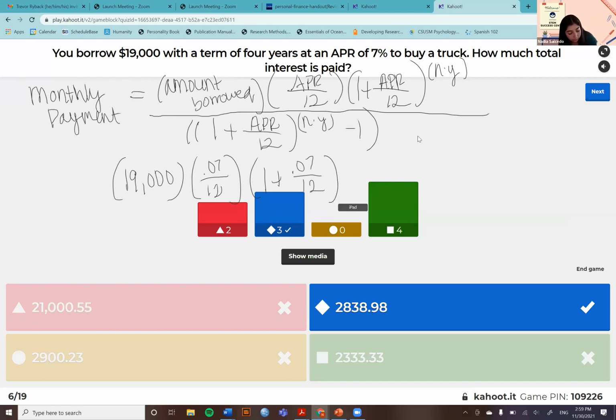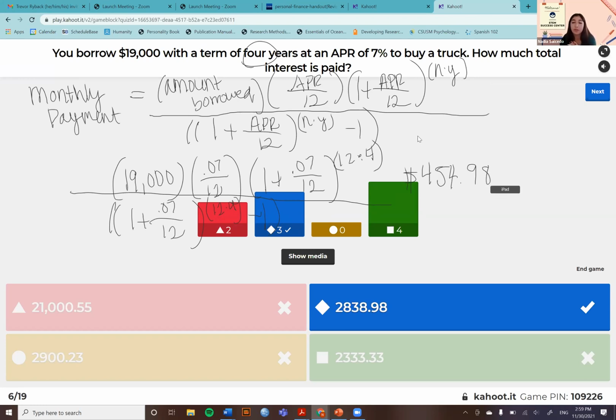Our n is 12, and our y is going to be 4 years. And it's going to be all divided by 1 plus 0.07 over 12 to the 12 times 4, and then minus 1. So when we do that, we find that it gives us $454.98. So we're paying $454.98 per month.